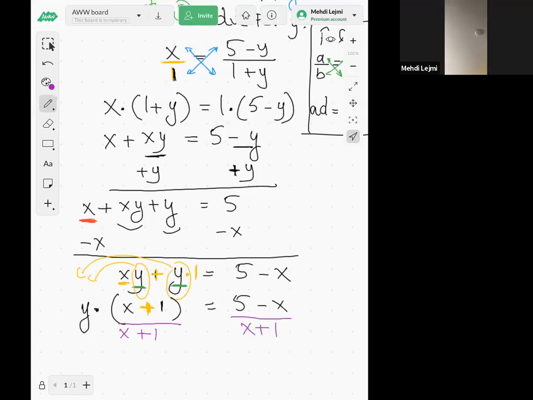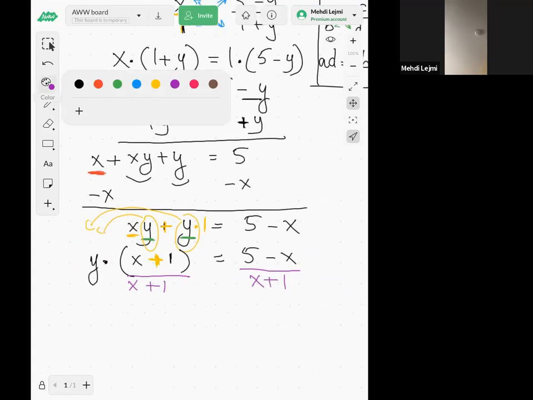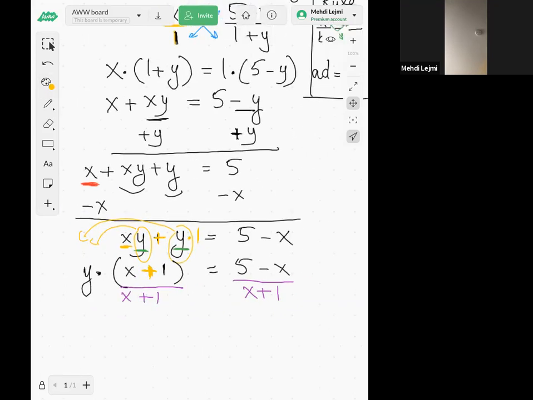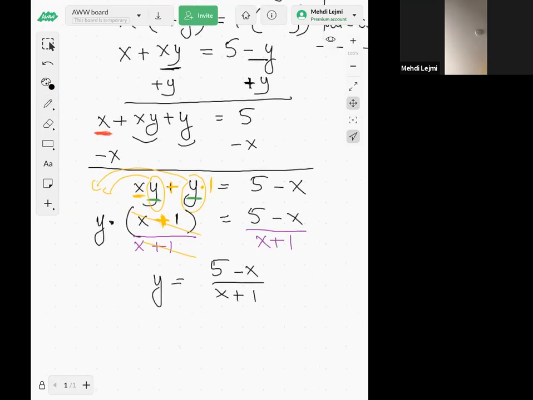Okay, so then your y, so this x plus 1 cancels out, and so your y would be 5 minus x over x plus 1, and so that's the final answer. So the inverse, so final answer.